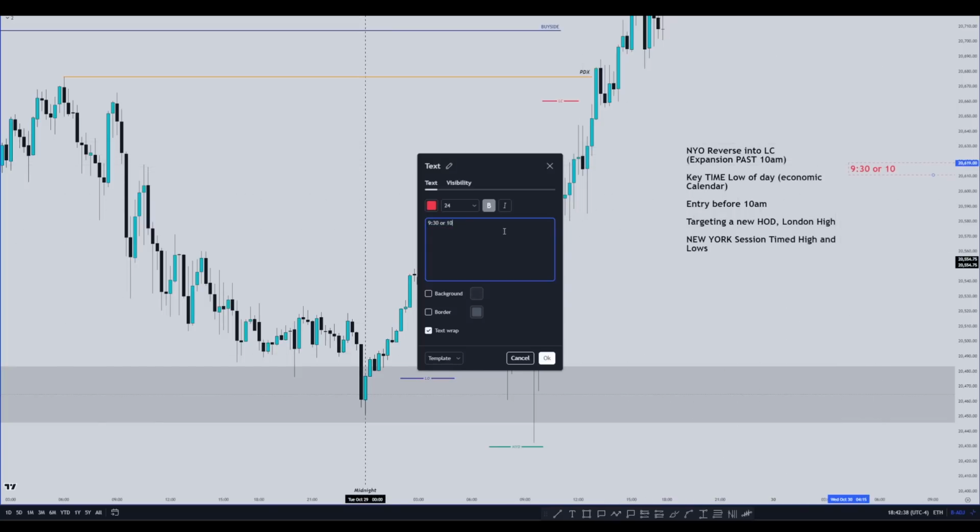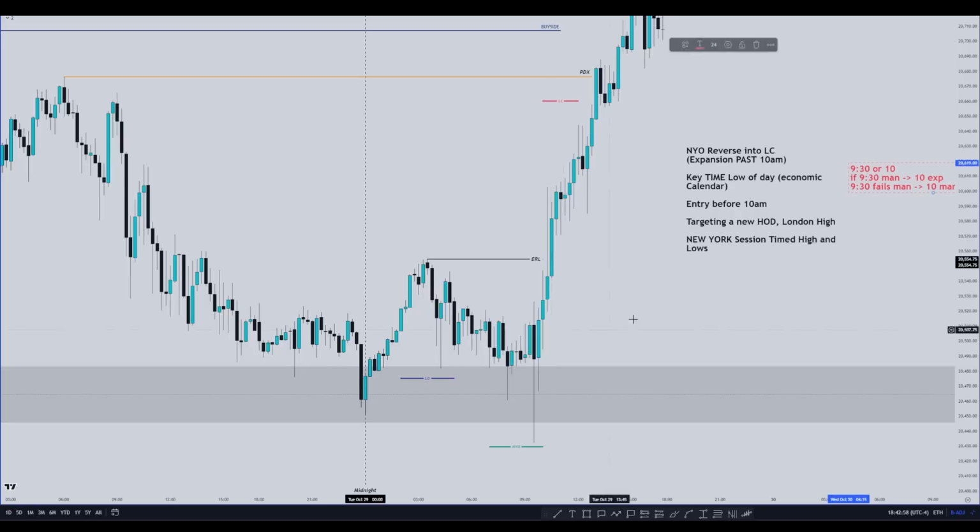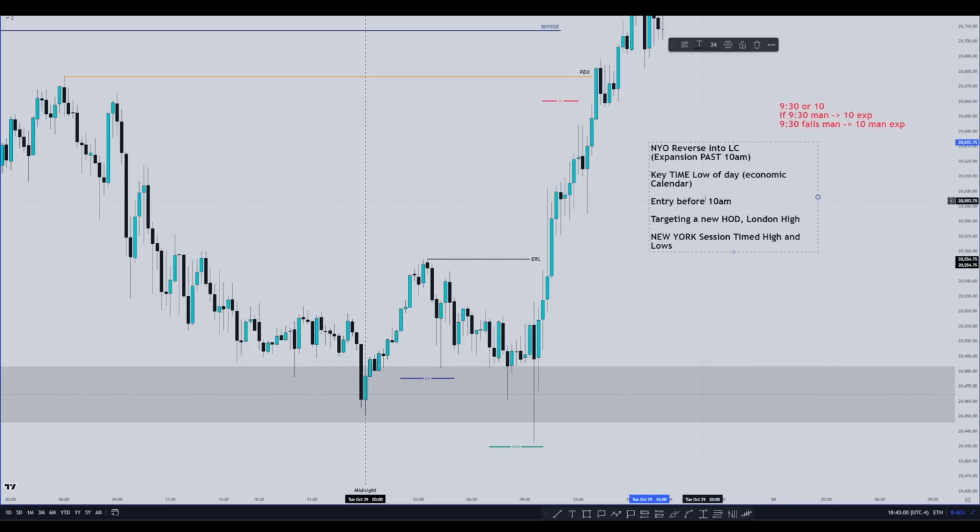And if 9:30 manipulated, just like how London, if 9:30 manipulated, 10 a.m. will expand. If 9:30 failed to manipulate, we'll see 10 a.m. manipulate and then expand after. Okay. We want to enter sometime before 10 a.m. We want to be targeting a new high of day past London high. And we're going to see New York session timed highs and lows.